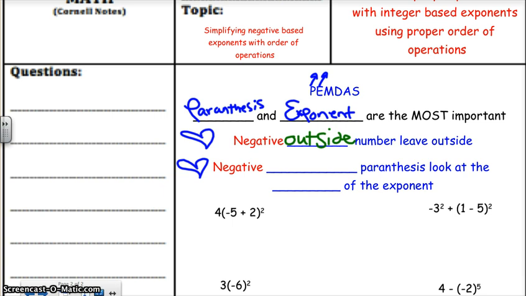If the negative is inside parentheses, you look at the power of the exponent, meaning, is it even or is it an odd number? If it's even, it's going to be a positive number. If it's odd, it's going to be negative. Think, if you have an odd amount of people, someone feels sad, and it's negative to feel sad if you're partnering up. Okay?